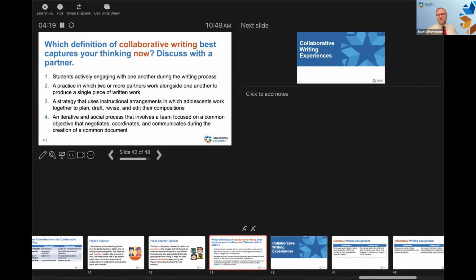So back to where we sort of began earlier on in our time together. Now that we've done some of this learning on collaborative writing, would you keep the definition you used at the beginning, or do you think you would change which definition best captures your thinking about collaborative writing?